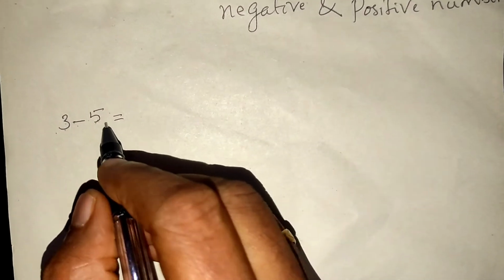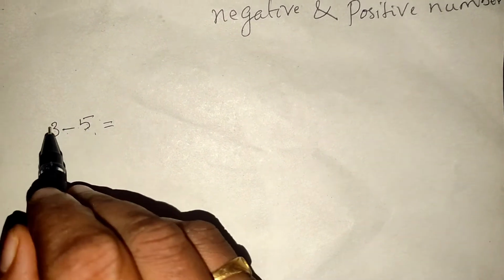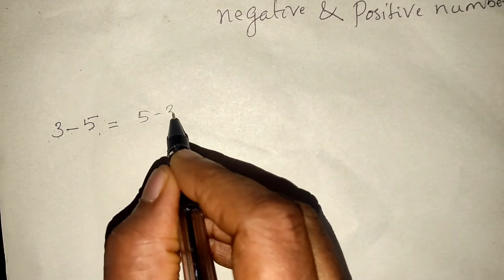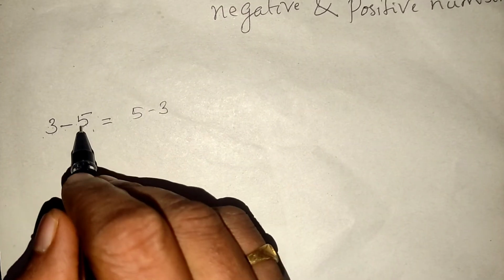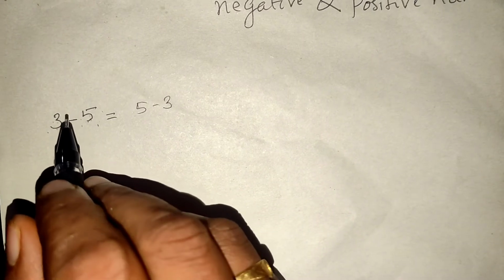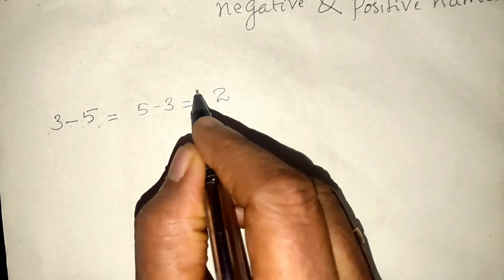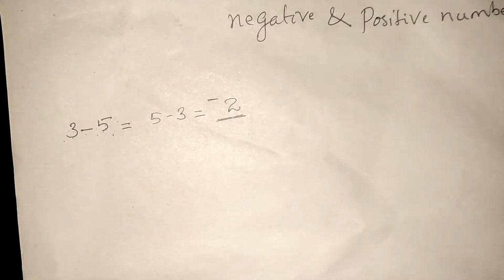Do you remember that? See, here the bigger one is 5. So 5 minus 3. Find out the difference between the bigger and smaller and put the sign of the bigger one in the answer. Okay, so what is 5 minus 3? 2. And the answer is negative 2.